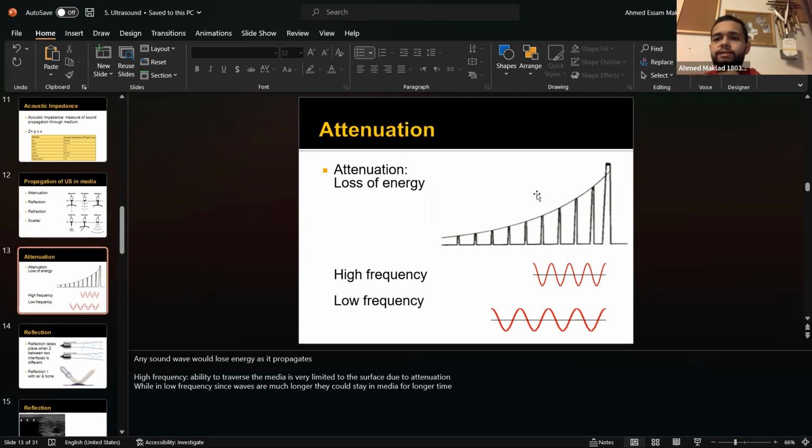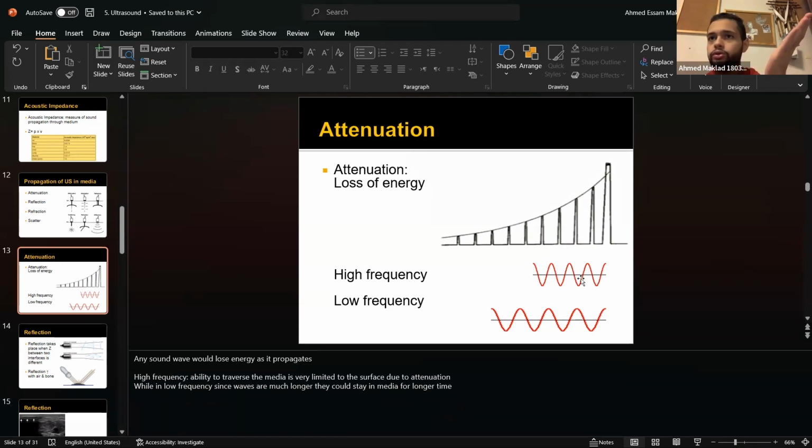Attenuation is loss of energy, as I said, okay? So there's no loss of energy when it hits the bone, because everything that hits the bone will be reflected back to the transducer. So this would probably be bone, okay? Now the attenuation differs when you lose the energy of the sound waves, and you lose the energy of the sound waves when they pass through organs.